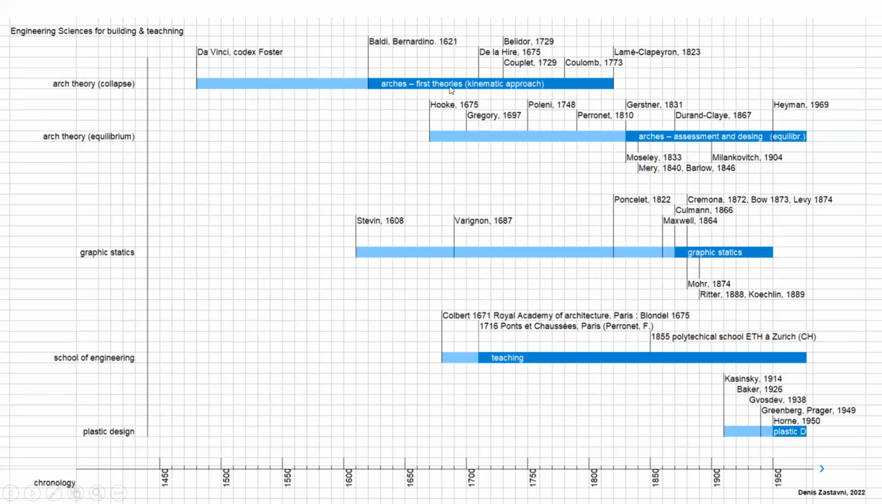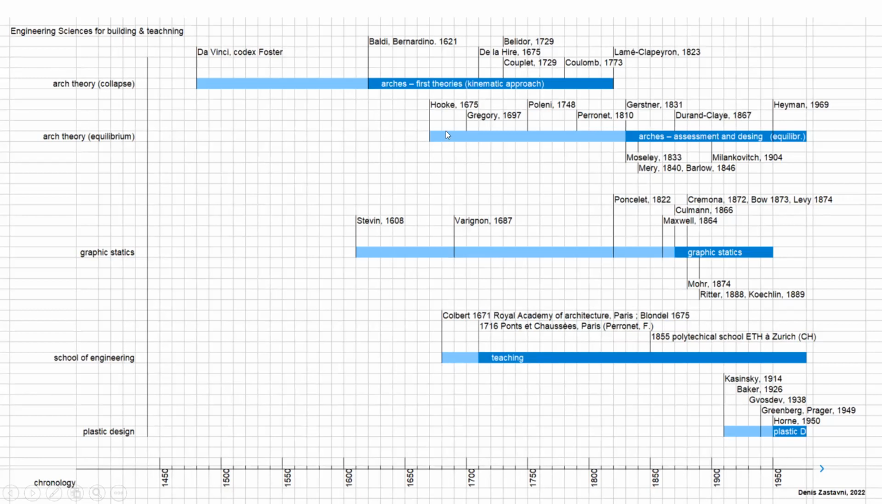The first contribution will be about assessing what's happening in an arch when we have a collapse and a mechanism that is appearing. So you will see a very famous contribution by people that will be teaching in the School of Architecture the first time, in light blue, and School of Engineering the second time, about a question of equilibrium that is central to the question of graphic statics.